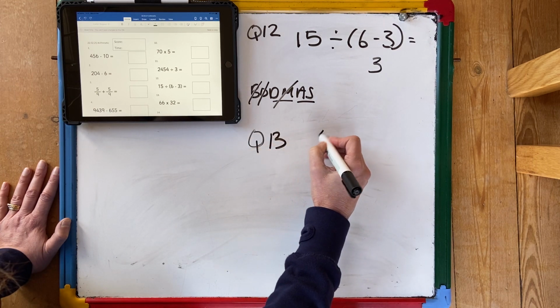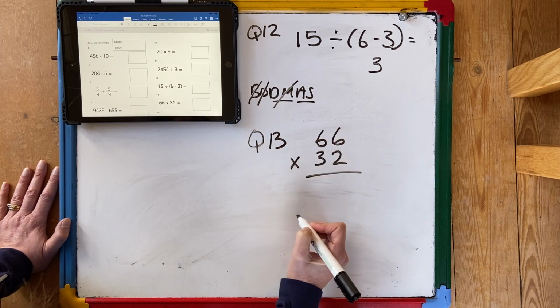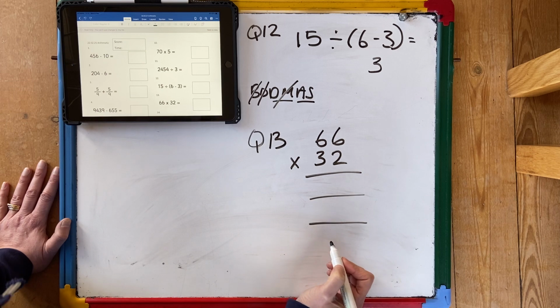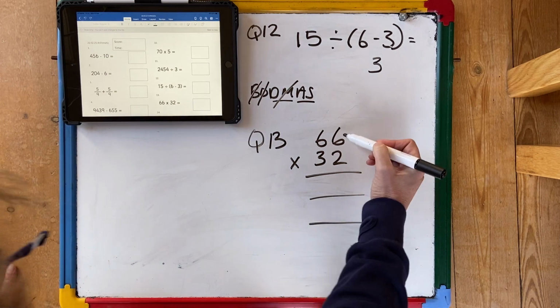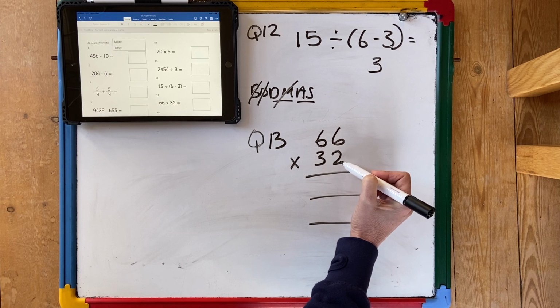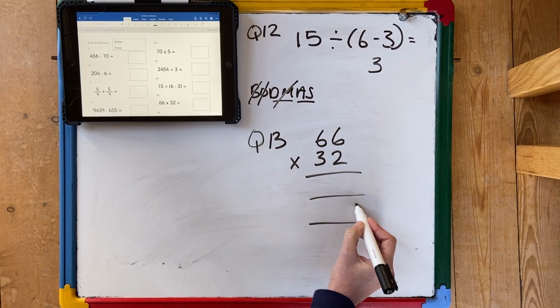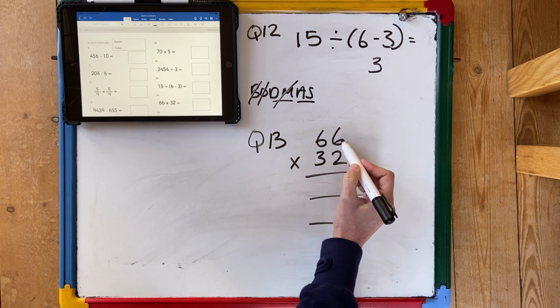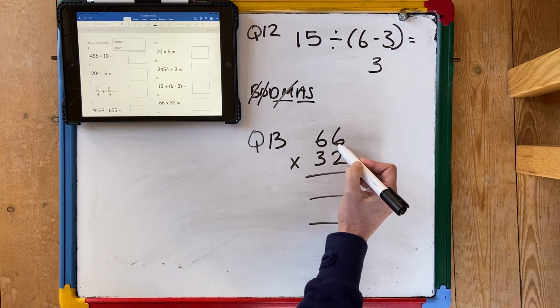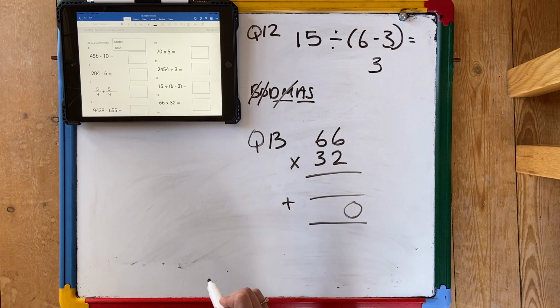Question 13. 66 multiplied by 32. So 6 times 6, and then 6 times 2, and then you're going to do 6 times 3, but before you do that, you need to put your placeholder in because you're not actually doing 6 times 3, you're doing 6 times 30. 6 times 3, then 6 times 3, and then add them together.